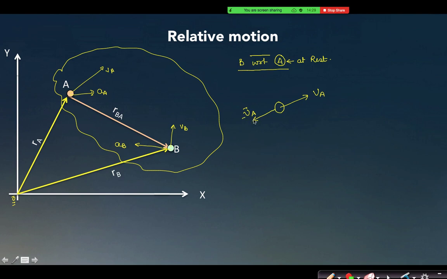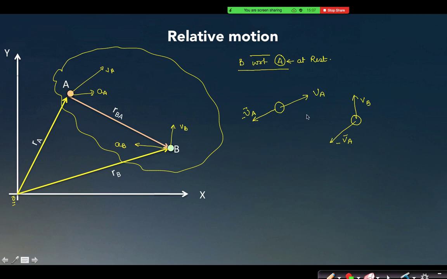As I have added a minus VA to the velocity of A, then throughout the question you have to add this minus VA vector to every other vector. Like the velocity of B is VB here. So how do I write the velocity of B with respect to A? I will add another minus VA to this VB, and then the velocity of B with respect to A is given by this vector diagram, the addition of VB and minus VA.